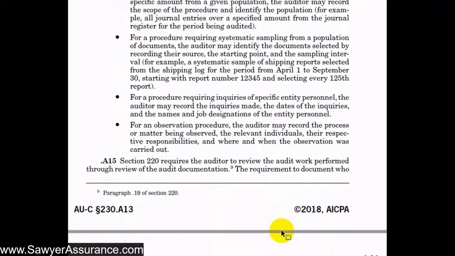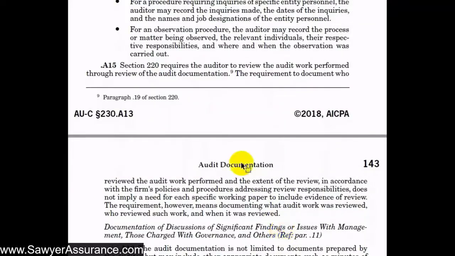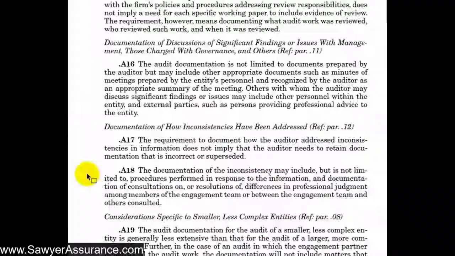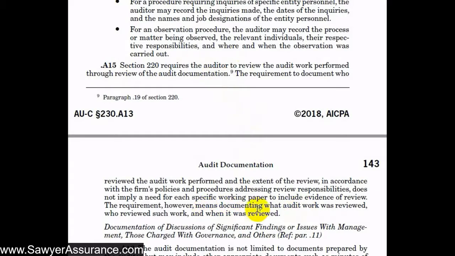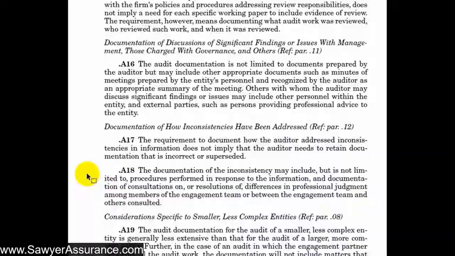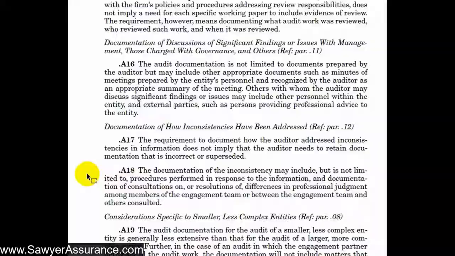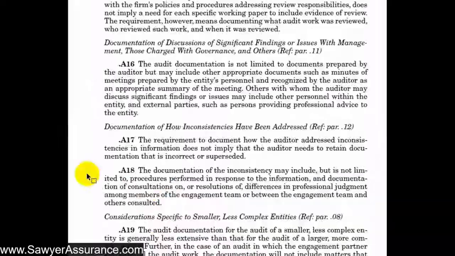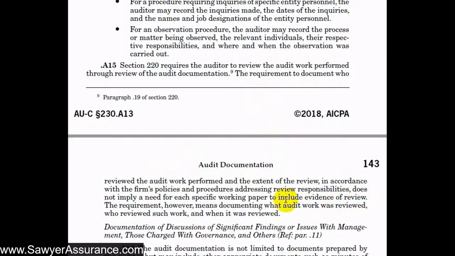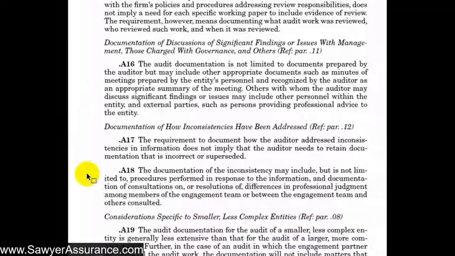So carrying on in our discussion of what to document in our audit documentation, we remember from AUC section 220 that we were supposed to review the audit work performed through a review of the audit documentation. And we remember that we're supposed to document what audit work was reviewed, who reviewed it, and when it was reviewed. And this is typically done with a sign-off by the reviewer with his initials and the date. However, we see here that every work paper doesn't necessarily have to have some kind of evidence of review. But as we said, we do need to document what we did review, who reviewed it, and the date that it was reviewed.